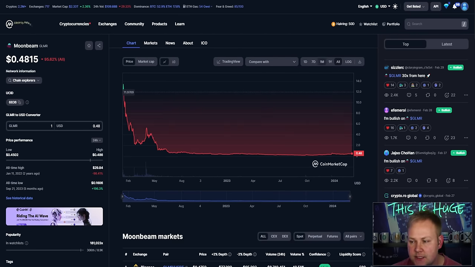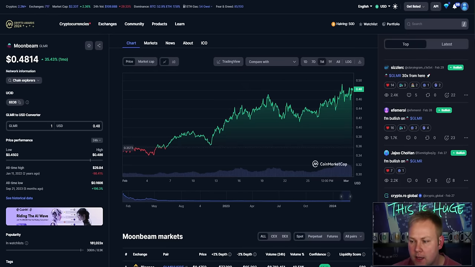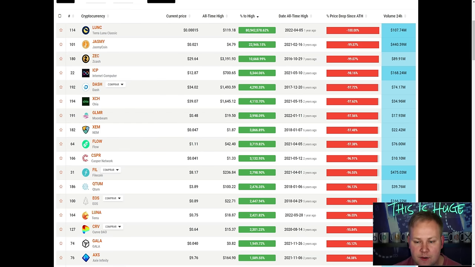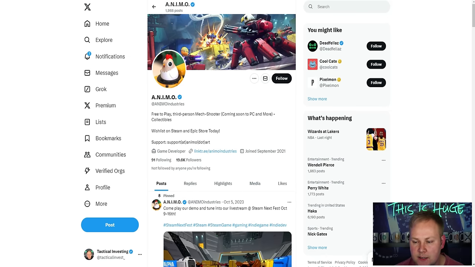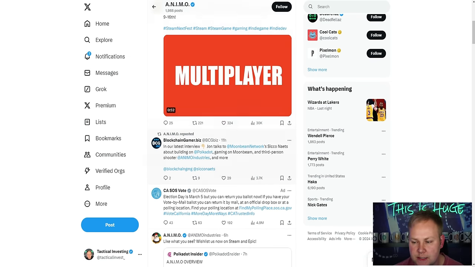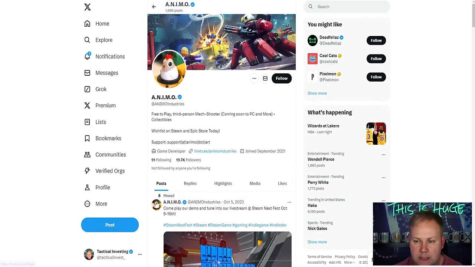So you can see it's down significantly from its all-time high. You can see that it is slowly but surely trending upwards. But when you consider the likes of Moonbeam and you look at Moonbeam on this list, I just had it. Yep. So it would still need to do almost a 40X to be back to its prior all-time high. That to me is absolutely insane. And that's an easy base hit. And if you take a look at some of the details of Anemo Industries, you can see a little bit more details about this game and what is coming.